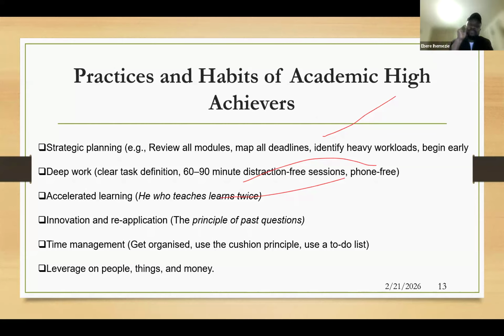Next is high academic achievers practice what we call accelerated learning. I practiced this a lot when I was undergraduate and at my master's level. And it's simply the practice of teaching what you've learned. I always tell people, you've not really mastered a subject if you're not able to teach it to another person.